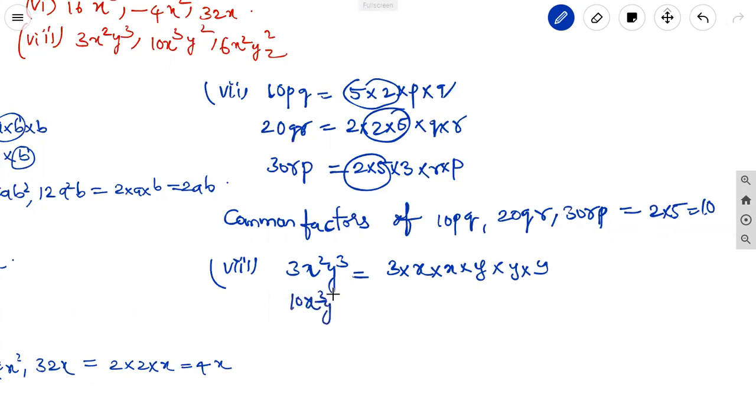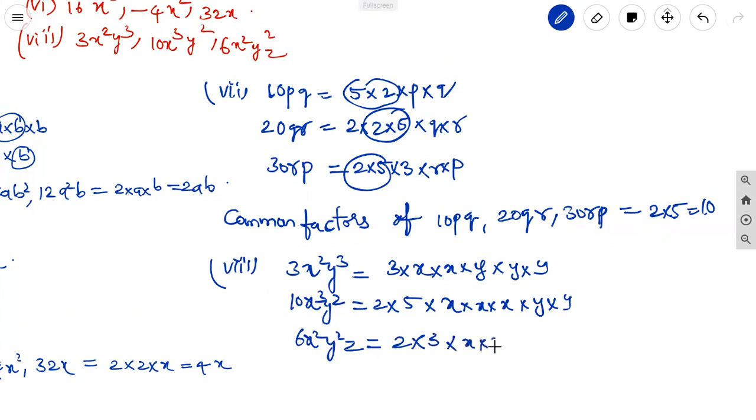10x cube y square equals 2 5s are 10, x written 3 times, y written 2 times. 6x square y square z equals 2 3s are 6, x written 2 times, y written 2 times, z written 1 time. So what is the common? Here no 2, here no 3, here no 5.